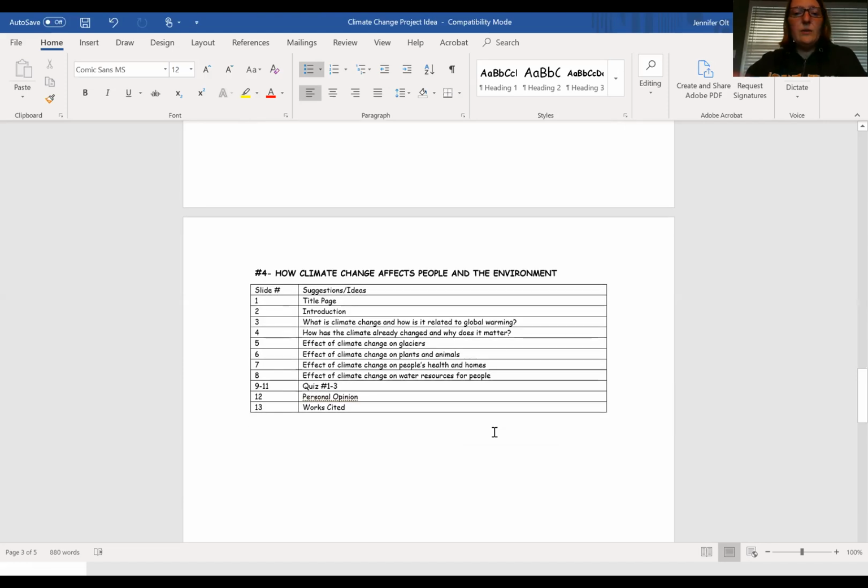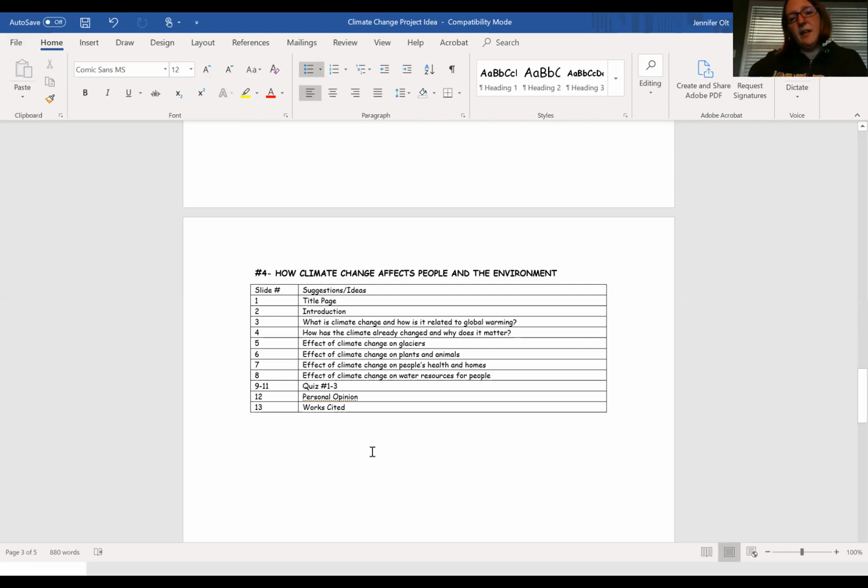And lastly, how climate change affects people and the environment. If this is the topic you would like to do, you're going to talk about what is climate change and how is it related to global warming. How has the climate already changed and why does that matter? The effect of climate change on glaciers, the effect of climate change on plants and animals, the effect of climate change on people's health and homes, and the effect of climate change on water resources for people. So these are all things that you can research and look more into.